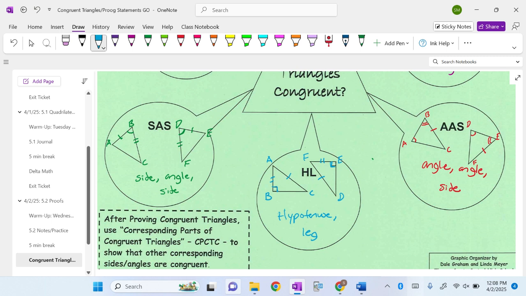What's the only postulate that you're not allowed to have? Angle, side, side. So I don't want any in my class. That's the question.